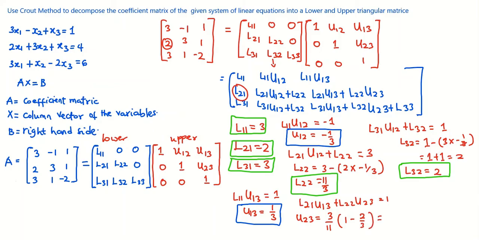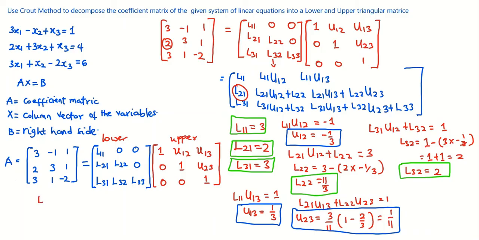Okay, so let's simplify this and see what you are going to get. So you have 3 over 11, multiplying 1 minus 2 on 3. So this will give us a value of 1 on 11. So you have 1 on 11. That's for U23. So this is another U value. Okay, so let me use a blue rectangle around it.